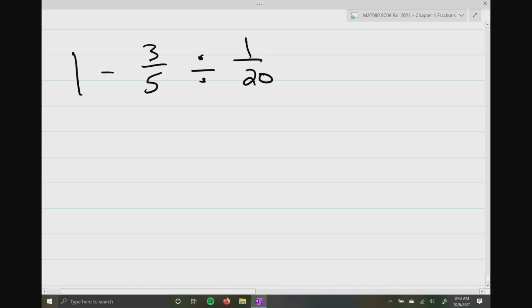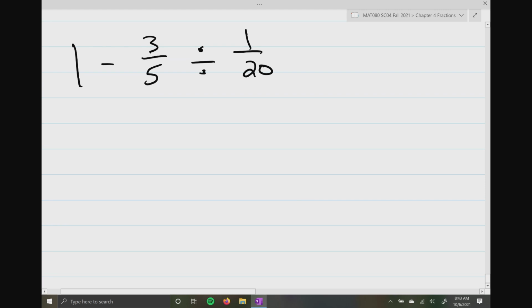So how would we approach this problem? 1 minus 3 over 5 divided by 1 over 20. Order of operations. Very good. So I don't see any parentheses. I don't see any exponents. Do I have multiplication or division? So I have to do that first. So that's going to be right here.